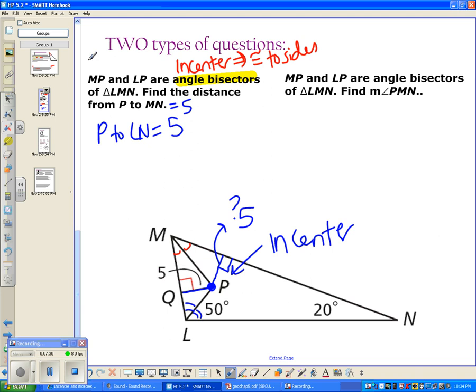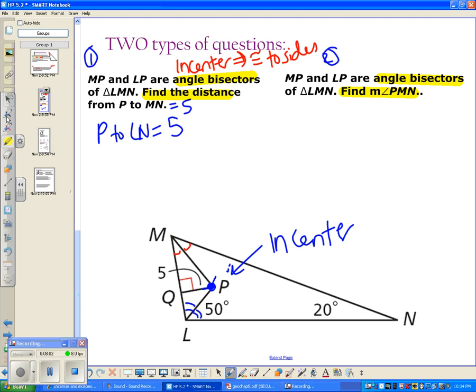The second type of question I can give you is, again, same thing. It says MP and LP are angle bisectors, so again, we're going to conclude that this is the incenter, which means it's congruent to the sides. But instead of finding the distance, this time I want you to find an angle. So that's how this question is a little bit different. Okay, so the rest of this is the same, right? We still know this is the incenter. We still know that these are angle bisectors, so those angles are going to be congruent.